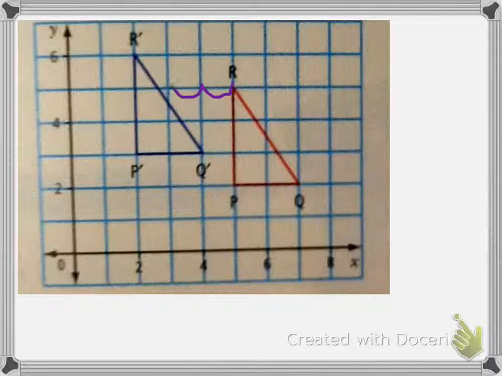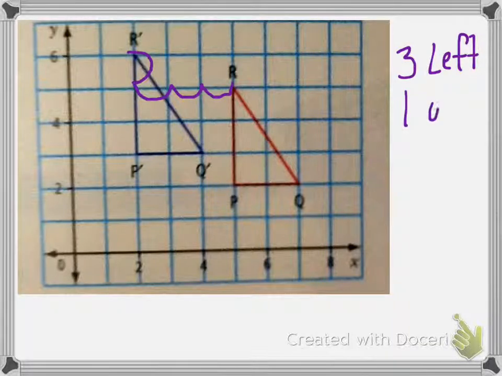1, 2, 3 units left, and we're not at the translated image yet, or R prime, so now we have to go from there, and we have to count upwards. So we move 3 units left, and we moved 1 unit up. So this triangle, PQR, has been translated 3 units left and 1 unit up.